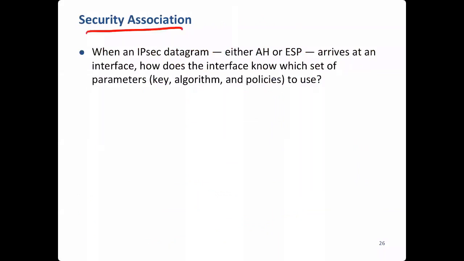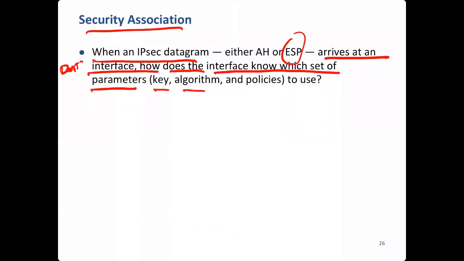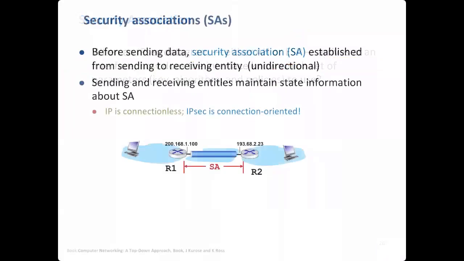So security association is defined as follows: when an IPSec packet, whether AH or ESP, and we'll consider only ESP, arrives at the destination interface, how does it know which set of parameters, key, algorithm, policies are to be used? It just receives a packet. It may not even know whether it's an ordinary IP packet or an IPSec packet, right? And if it's an IPSec packet, it has to use some decryption algorithm. So what is that decryption algorithm? What is the key size, etc., and what key is to be used for decryption, right? So the keys are to be set right in the beginning. Only then can it be decrypted. And so all this comes in the security association, right?